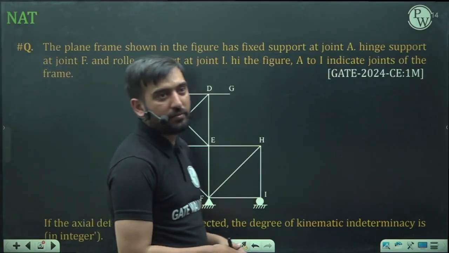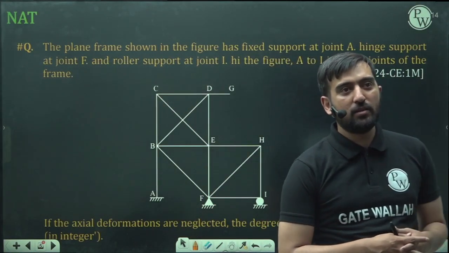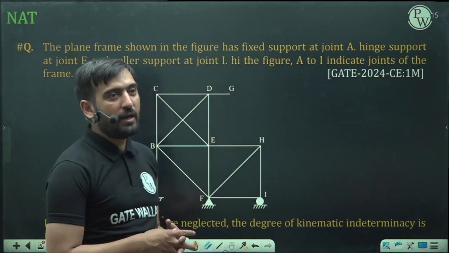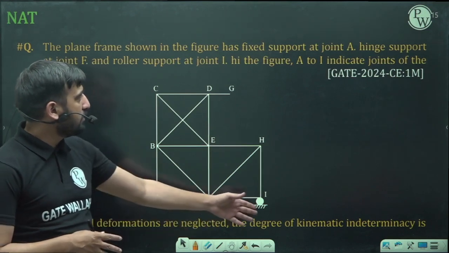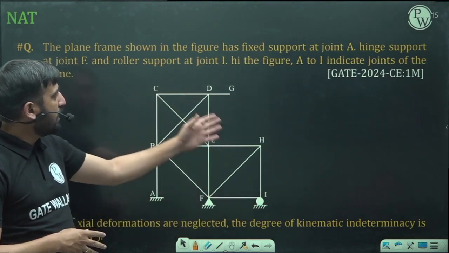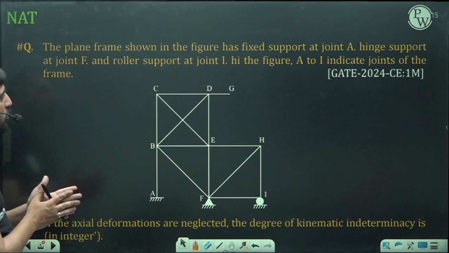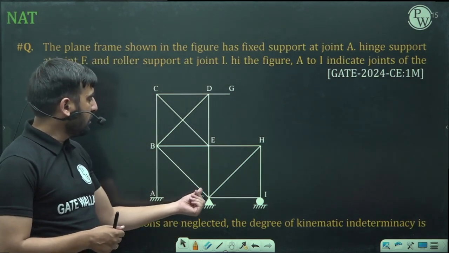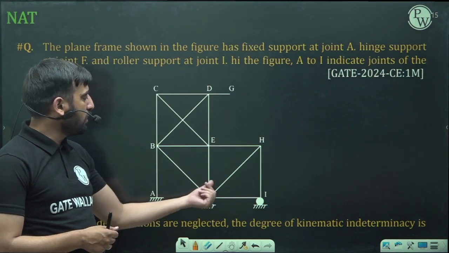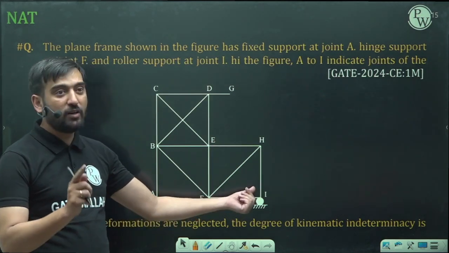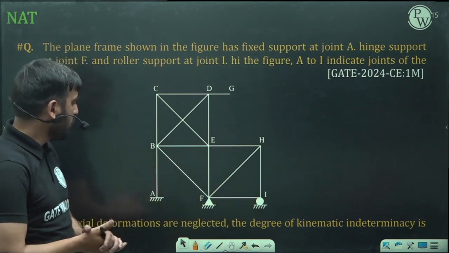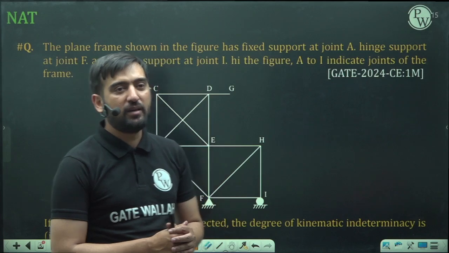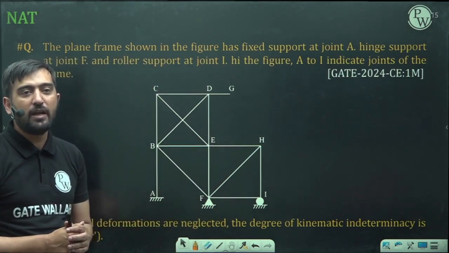NAT for 1 mark. The plane frame shown in the figure has fixed support at joint A, hinge support at joint F, and the roller support at joint I. So all the joints A to I are considered as joints of the frame, or we can consider them by default rigid. Rigid means there is no relative rotation between these four members. There is no relative rotation I am saying between these two members. Now, if the axial deformation effects are neglected, then what is the degree of kinematic indeterminacy?